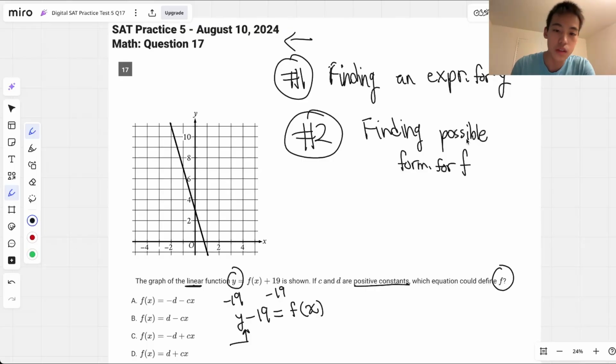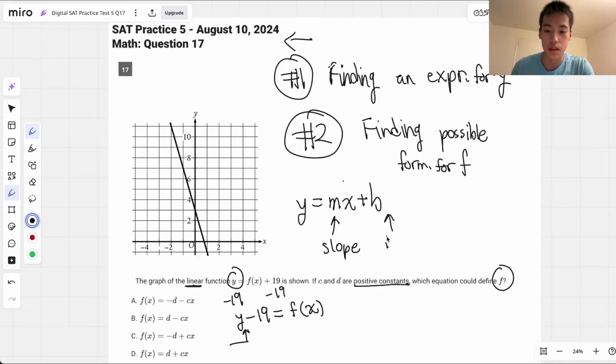Okay, so let's try approach number one, which is arguably the easier way. So let's find an expression for y, which is the equation for the graph of the line that you see in the diagram. So because we know that y is linear, we can express y as mx plus b, where m is the slope and b is the y-intercept.